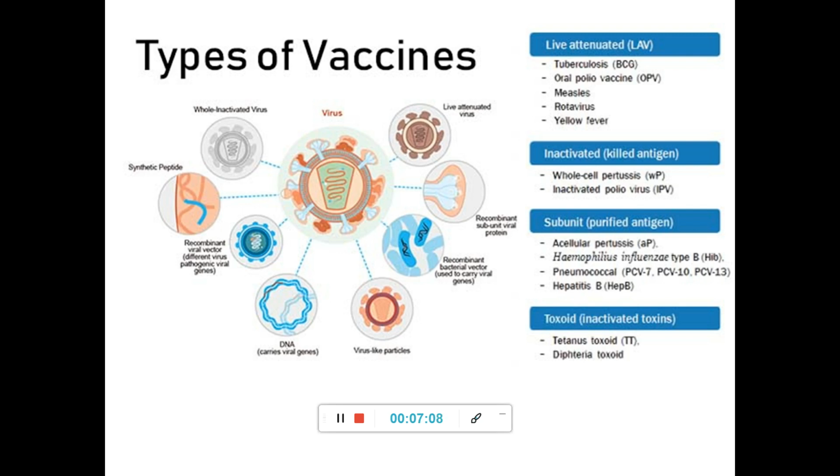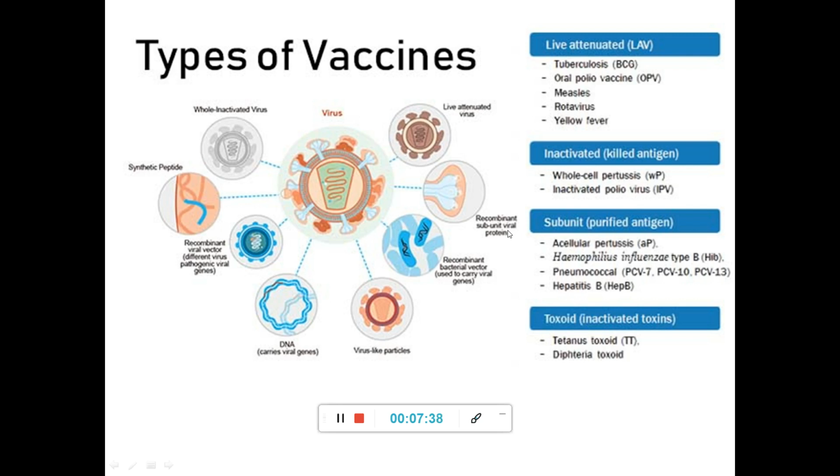Then another thing, now look at the picture, you have recombinant vaccines. The first example that they have shown here, just look at this one, is a recombinant subunit viral protein. That is, some part of the protein of the virus is being put into a recombinant vector. The gene which codes for the particular virus protein is put into a vector. You know what a vector is?